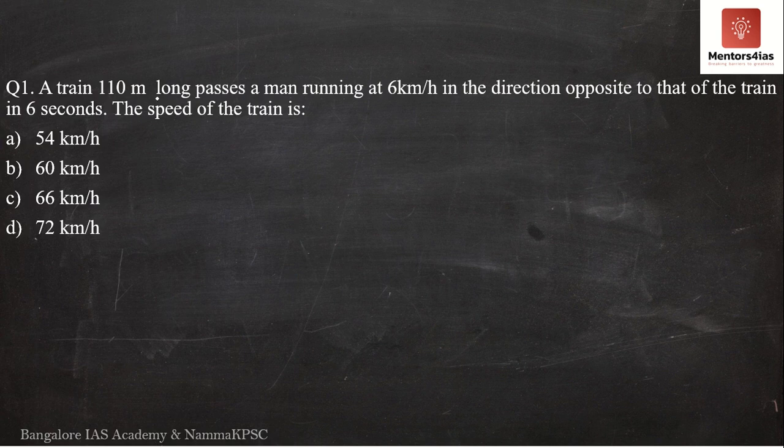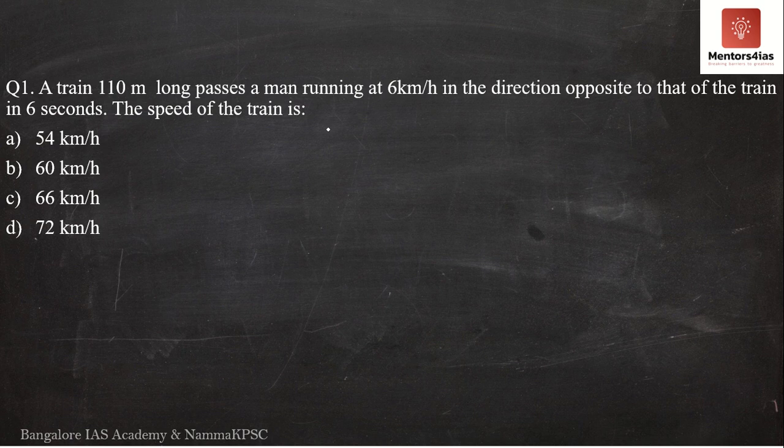So the first question says, a train 110 meters long passes a man running at 6 kilometers per hour in the direction opposite to that of the train in 6 seconds. So what is the speed of the train? Now this particular question is very simple. Since this being the first question, I have taken a very simple question, just to brush up the concepts or the formulas with respect to problems on trains. So this is very straightforward.